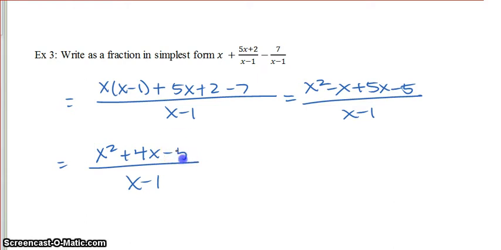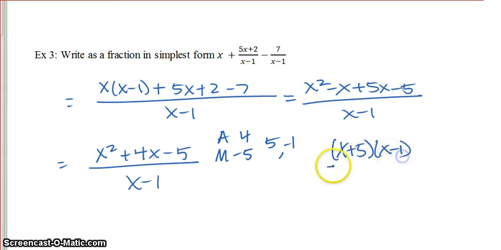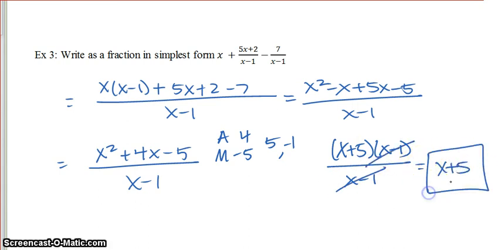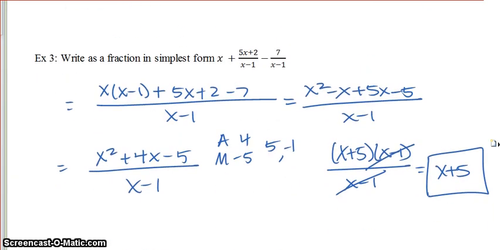Okay, there we go. So again, we need to simplify the numerator to see if we can cancel anything out. So we're going to use add to 4 and multiply to negative 5, which will be 5 and 1, and then 1 will be negative. So therefore we have x plus 5, x minus 1 over x minus 1. Oh, cancel, cancel. So we just get x plus 5. There you have it.